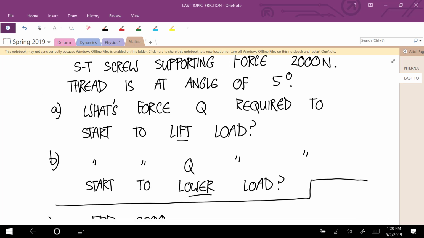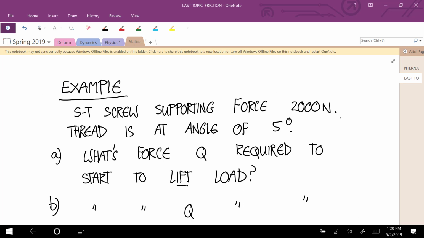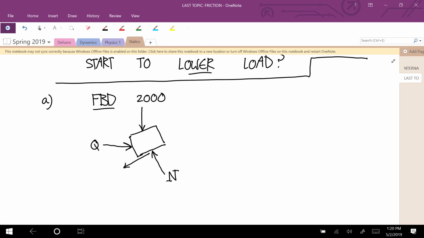Okay, let's say the coefficient of friction, these are going to be pretty low because these are going to be oiled surfaces. Let's say that's 0.1. I think that should be okay because this angle is so small. So 0.1 times the normal force going down the ramp.